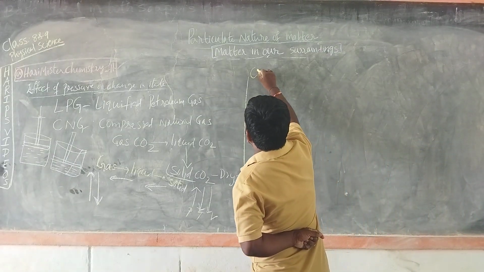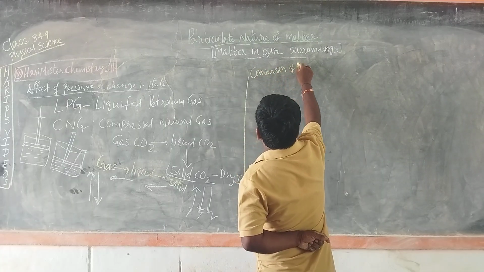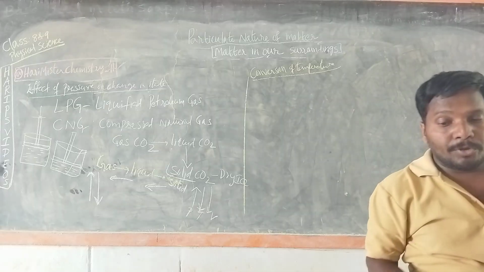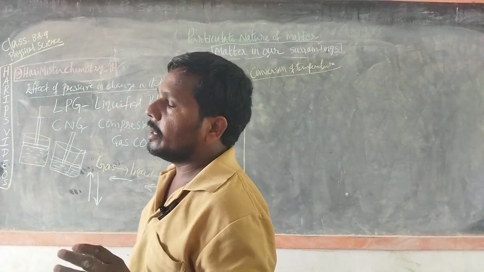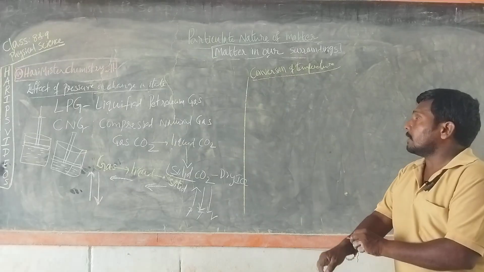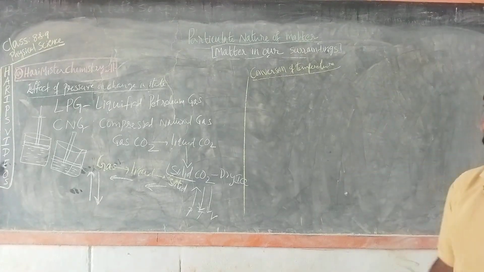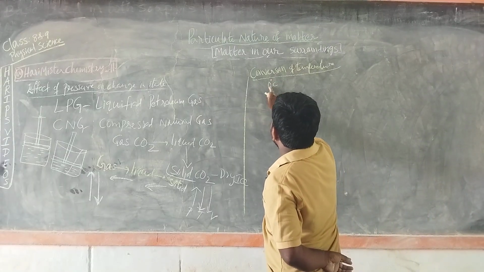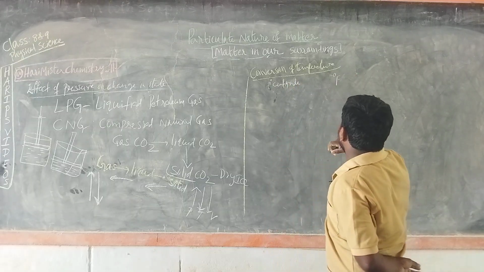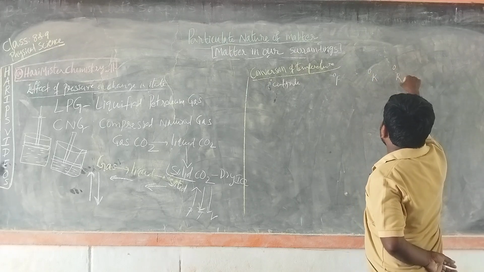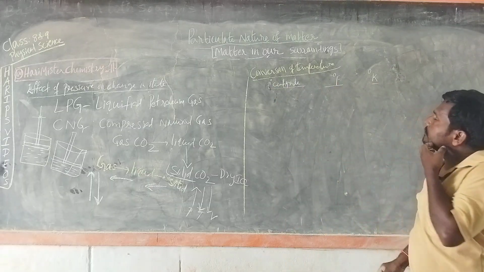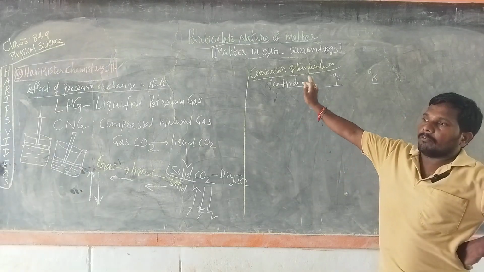Now let us discuss conversion of temperature. We know temperature is measured in different units by using different thermometers. Generally, temperature is measured in degree centigrade or Celsius, degree Fahrenheit, degree Kelvin, or degree Reaumur. So these are the units for measuring temperature.